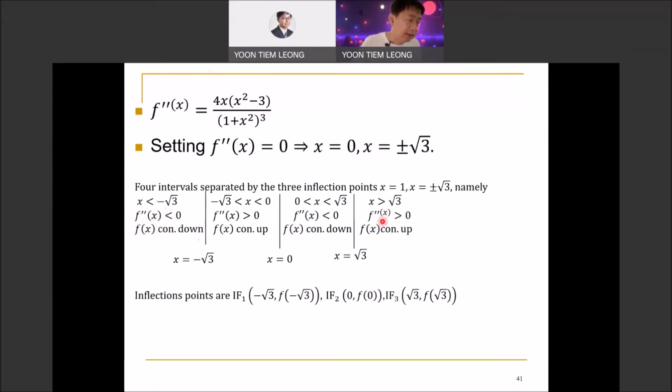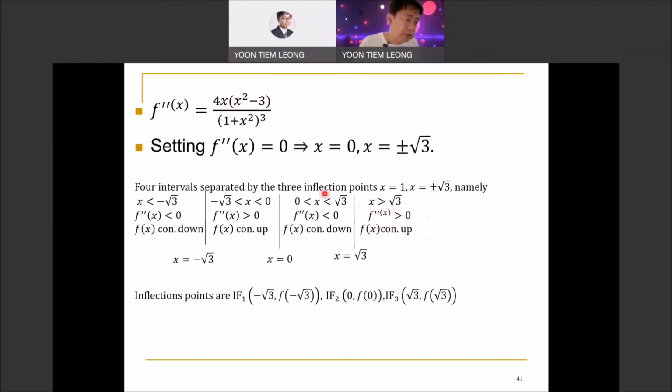Then maybe you want to look at the other end of the spectrum, when x is larger than square root of 3. We leave the middle regions to be analyzed later, so this is easier to analyze. For x larger than square root of 3, x squared is larger than 3, therefore this factor is positive. 4x will be positive as well because x is a positive number larger than square root of 3. So you have a positive factor and also a positive factor, therefore f double prime is positive, that is this part. Then f is a function which has an upwards concavity.